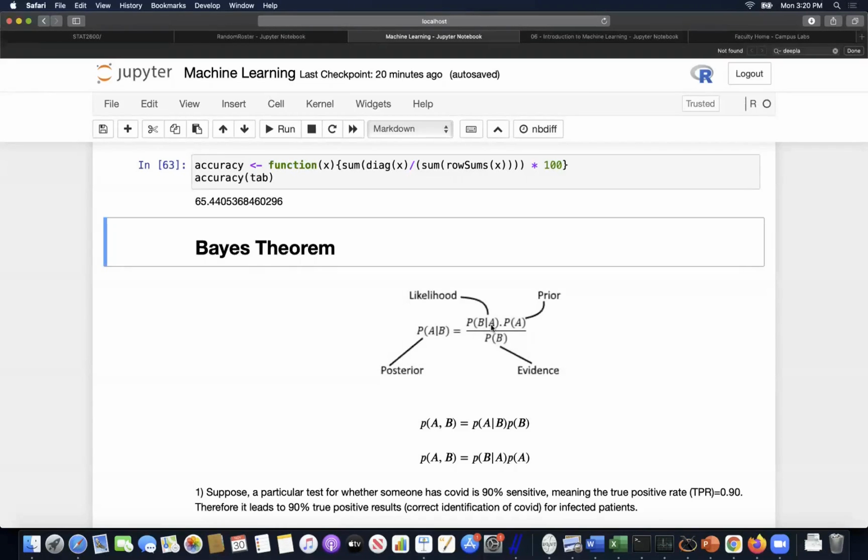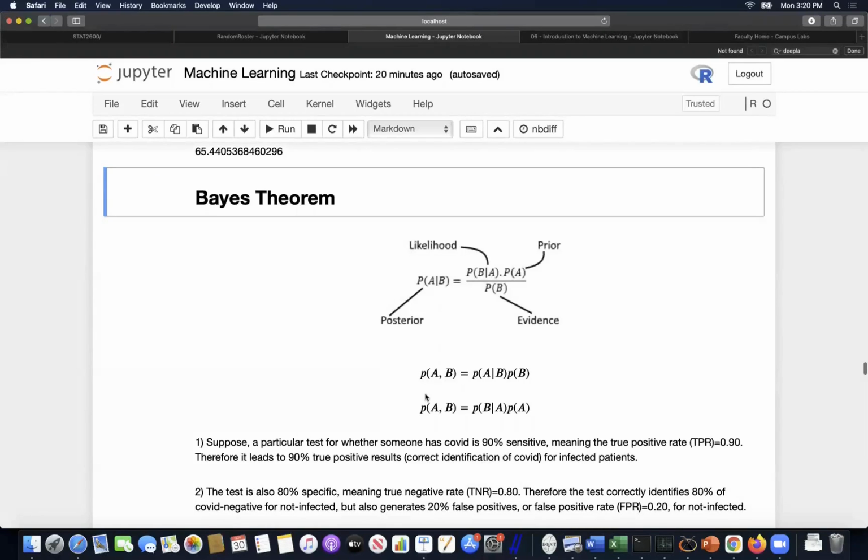We know how sensitive our test is. Okay, that's something we know. What else do we know? We also know that our test is 80% specific. What does it mean? It means that its true negative rate is 80%.